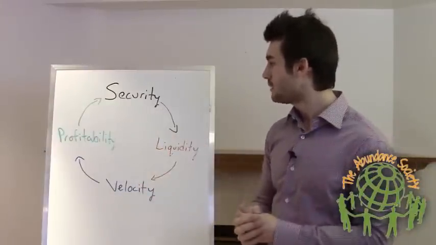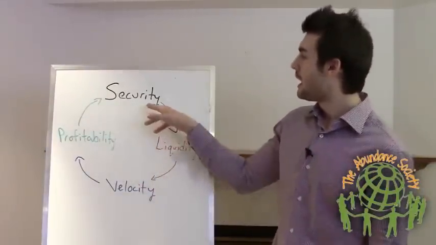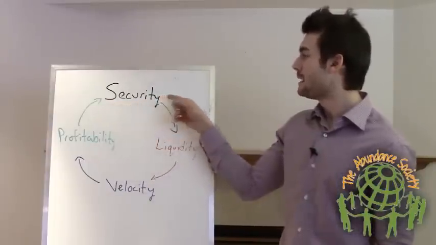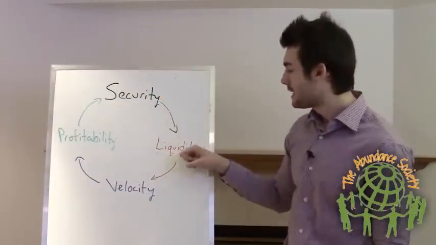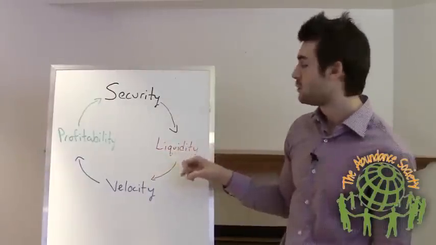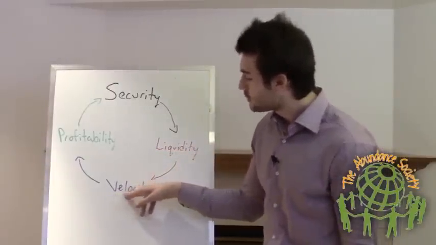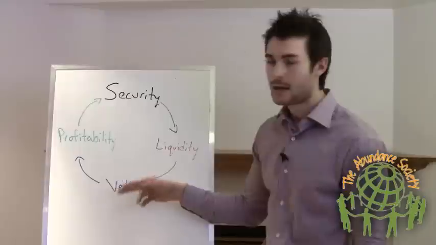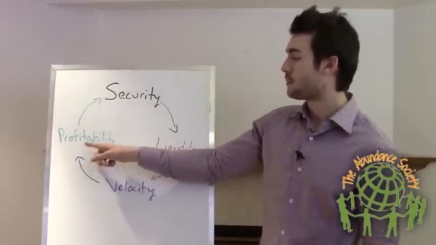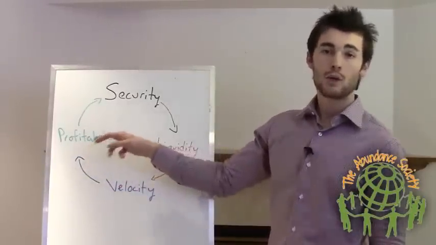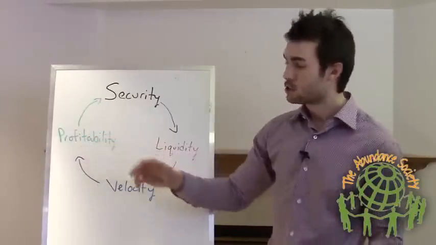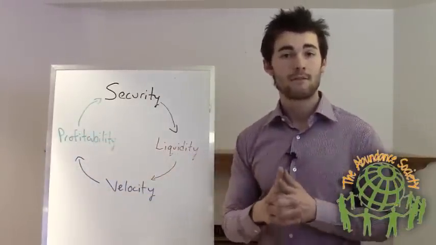I like to keep things extremely simple, so just as a quick review, the first step is we want to determine the security of the investment, meaning how safe is that money. The second step is we want to determine the liquidity, meaning how much access do we have to it. The third step is we want to determine the velocity, meaning how quick do we get that money back. And lastly, we want to determine the profitability of the investment so we can be certain, or at least have some idea, of how much we're expected to earn if we make that investment.